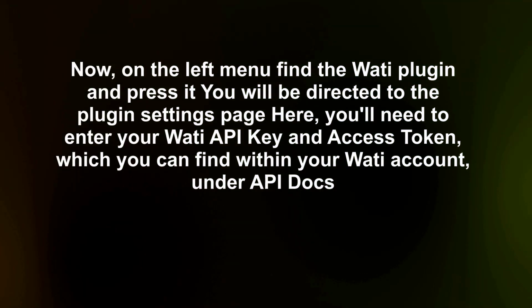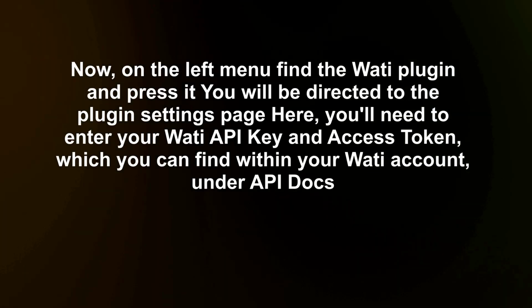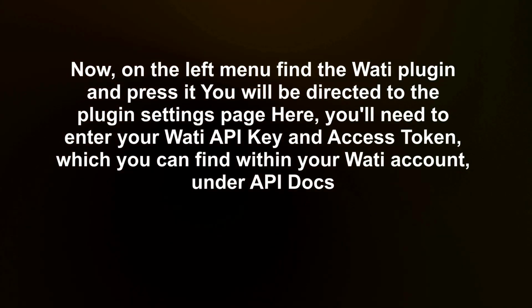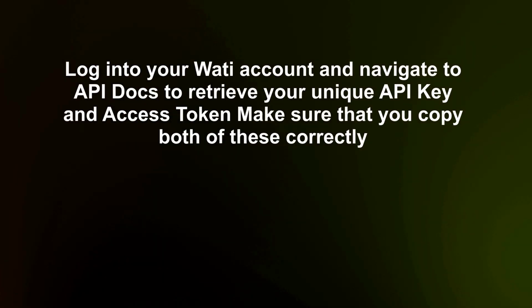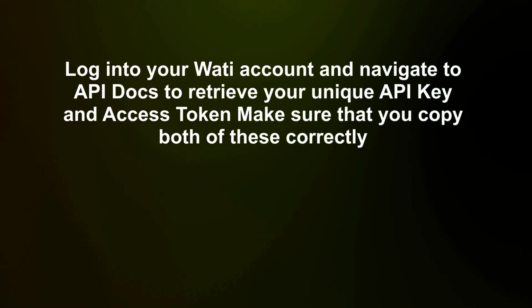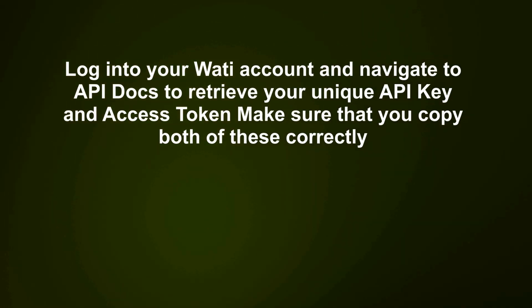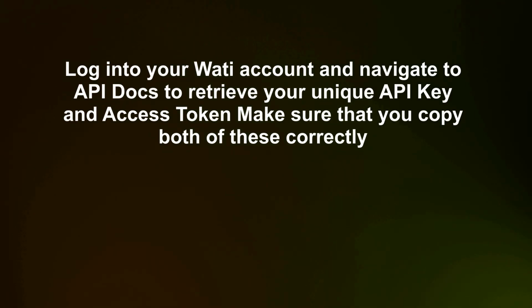Here, you'll need to enter your Wati API key and access token, which you can find within your Wati account. Under API Docs, log into your Wati account and navigate to API Docs to retrieve your unique API key and access token. Make sure that you copy both of these correctly.